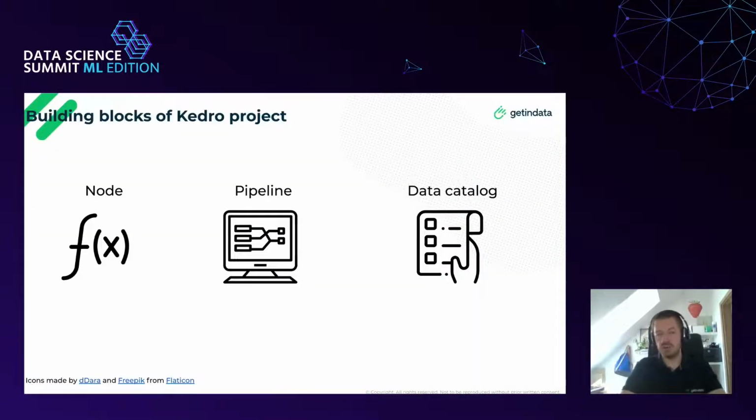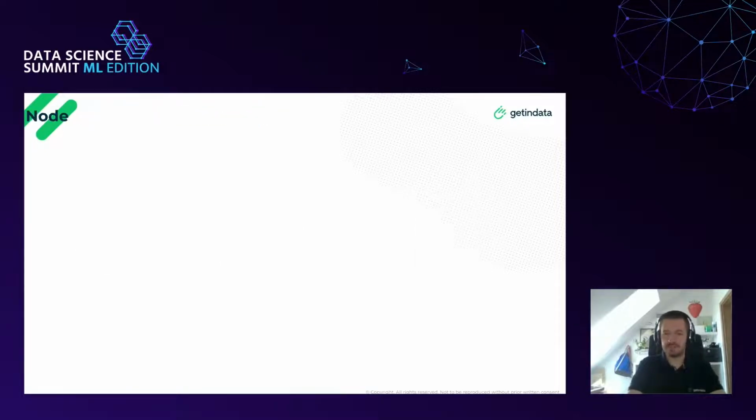So how does Kedro work? It provides three abstractions, I would say three building blocks. The first building block is a node, then we have a pipeline, and then we have a data catalog. And I'm going to show you quickly what they represent.